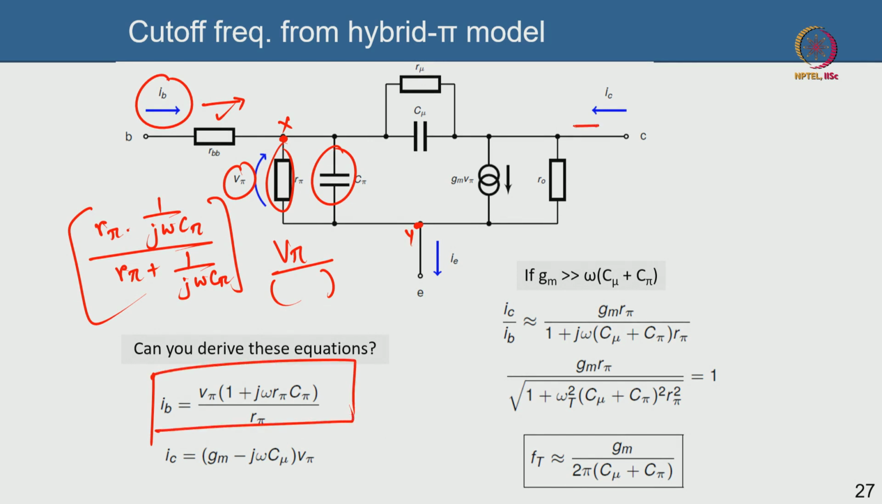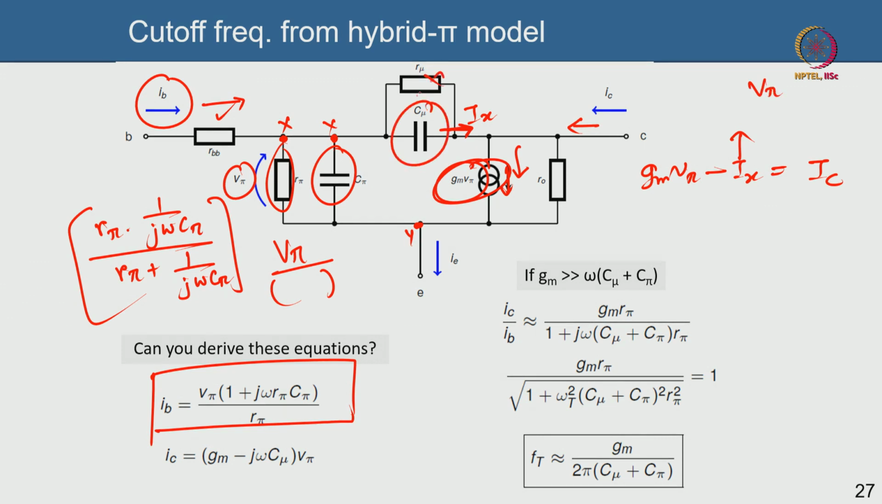Then the collector current: you see the collector current is coming here and some current is flowing here. The current flowing here is GM V pi, because the voltage between x and y is V pi. So GM V pi is the current that is flowing here, and some current Ix is flowing here. So you can say that GM V pi minus this Ix is equal to IC. Now what is Ix? Ix is nothing but your V pi divided by this impedance here, if I ignore this.